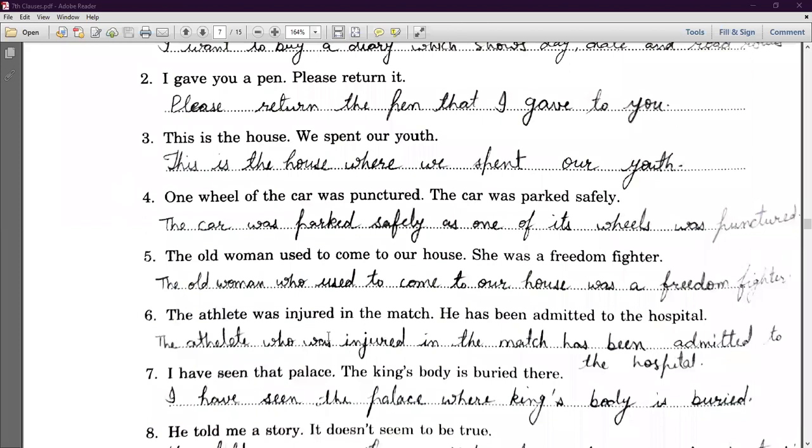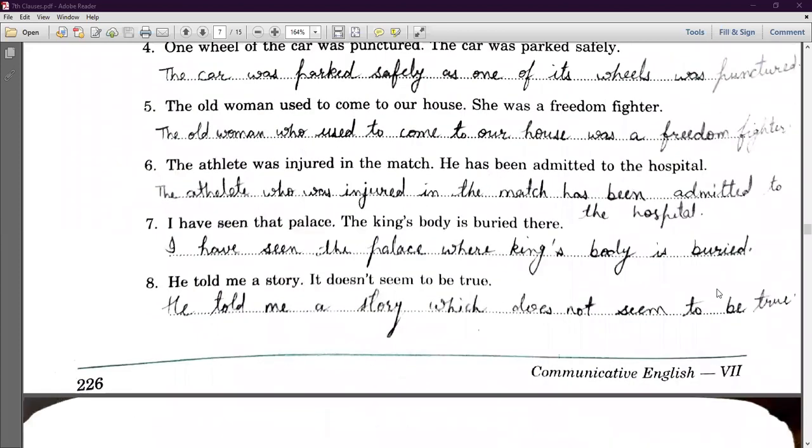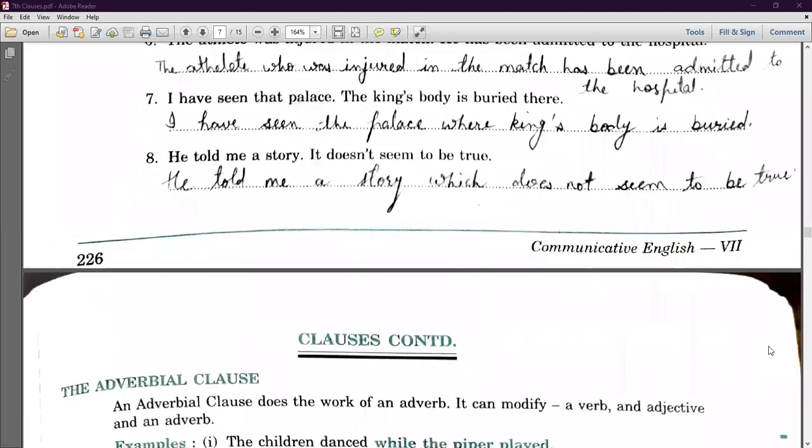The athlete was injured in the match. He has been admitted to the hospital. The athlete who was injured in the match has been admitted to the hospital. I have seen that palace. The king's body is buried there. I have seen the palace where the king's body is buried. He told me a story. It doesn't seem to be true. He told me a story which does not seem to be true.